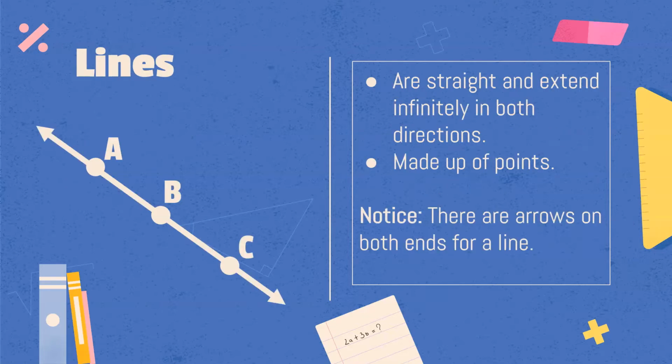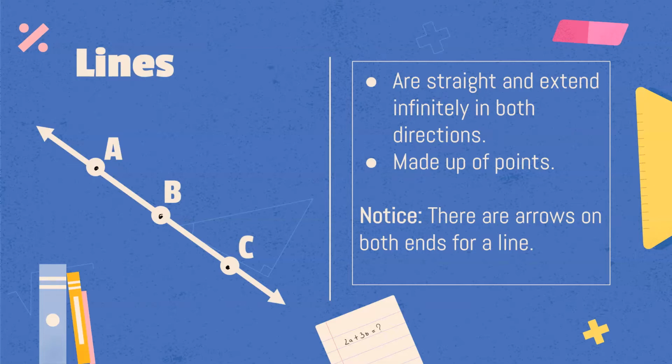So next up we have lines. So lines are straight and they extend infinitely in both directions. So in simpler terms, this just means that the line goes on forever and ever on both sides. And so lines are also made up of points, and these points are used to name the line. And so on this line we have 3 points. We have point A, point B, and point C.